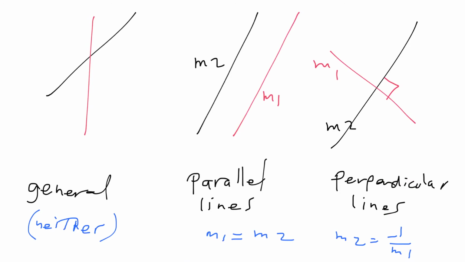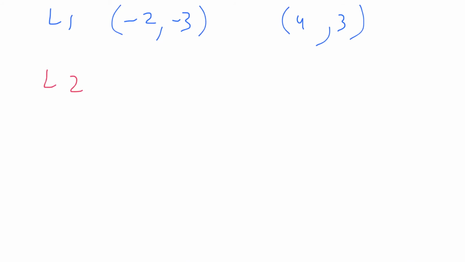Let us see an example. Suppose I have a line, I call this line L1, passing by 2 points. Another line, I call it L2, also passing by 2 other points. Now I'm asking you, what is the relation between these two lines? Are they parallel or perpendicular or neither? What you have to do is get the slope of this and get the slope of this and compare.